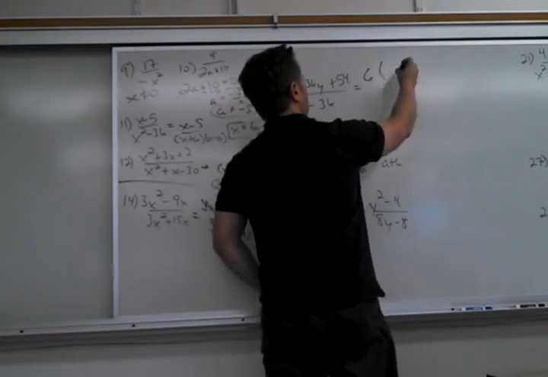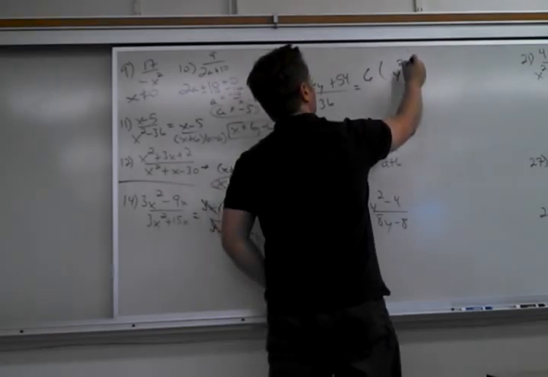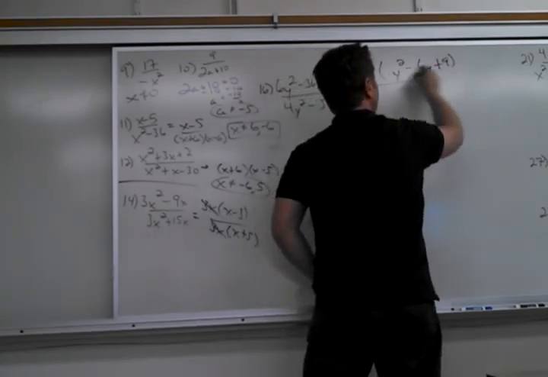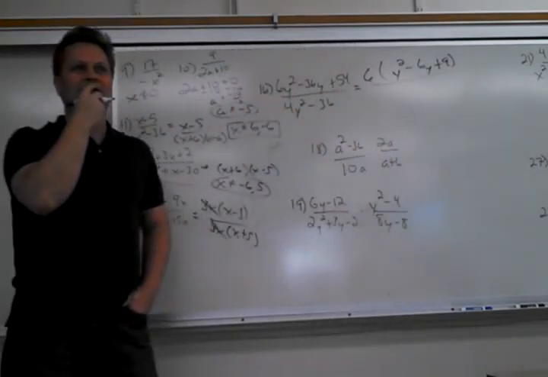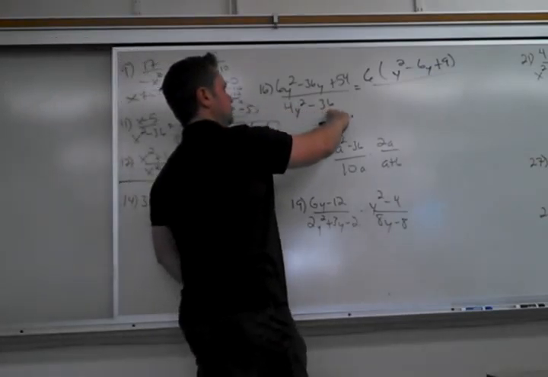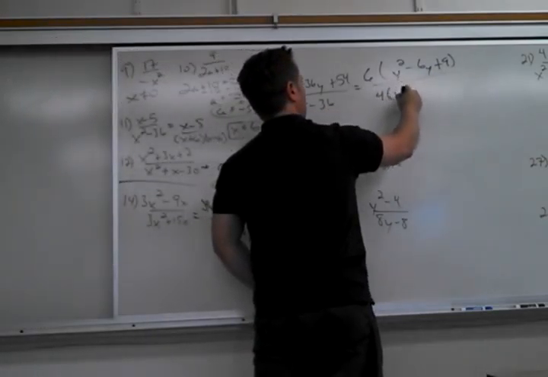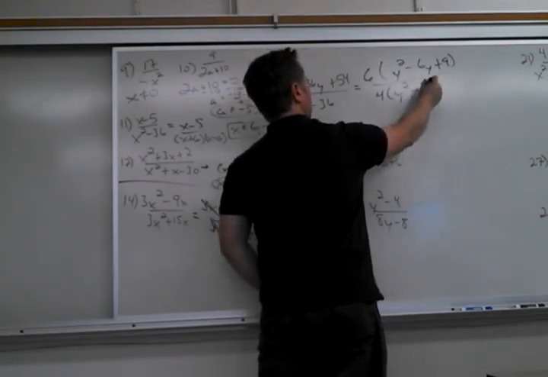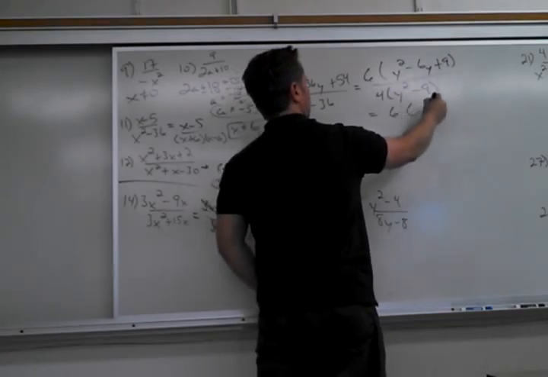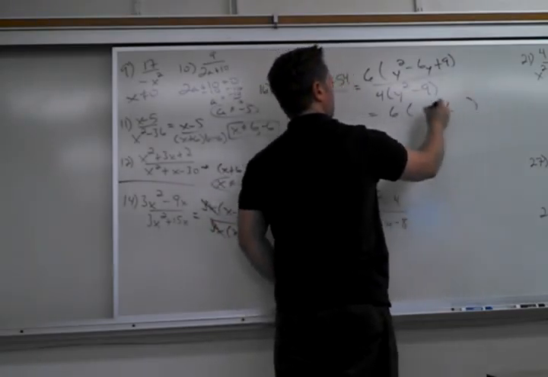So what's left inside? x squared plus 6y plus 9. And in the bottom? 4y squared minus 36 becomes y squared minus 9. All right. And to keep going, how do you factor this piece? y plus 3, y minus 3.